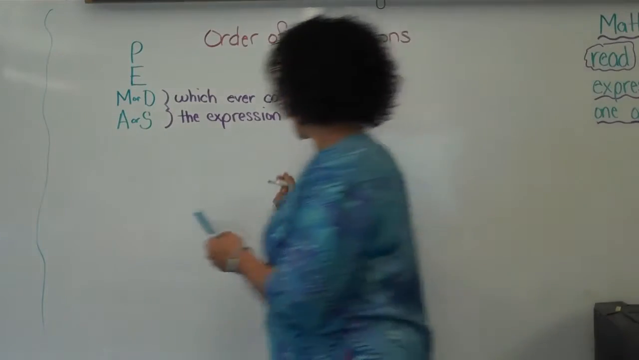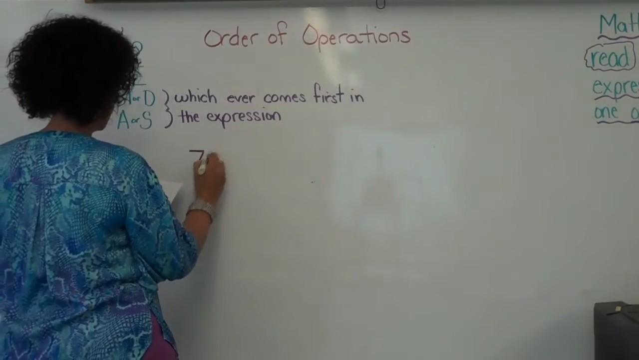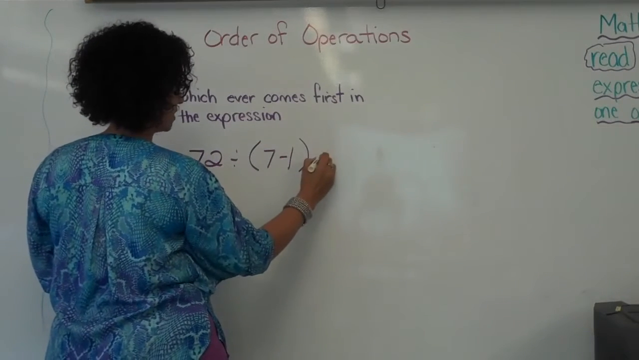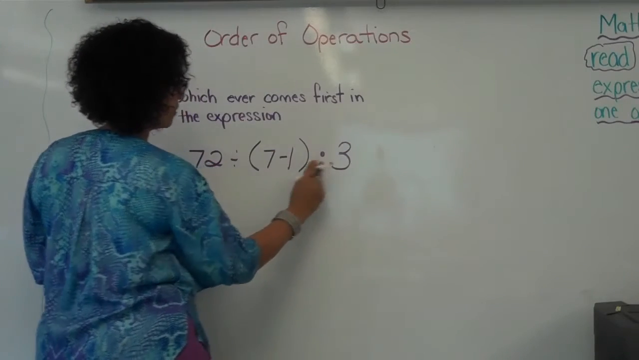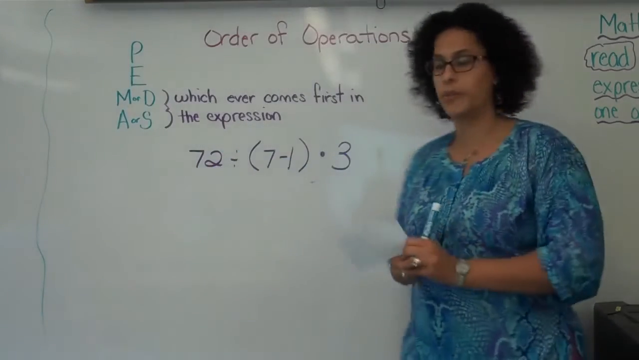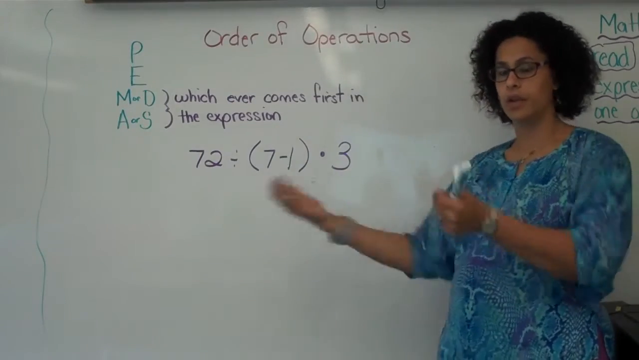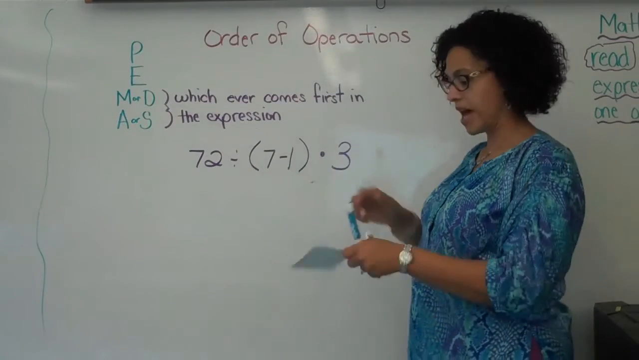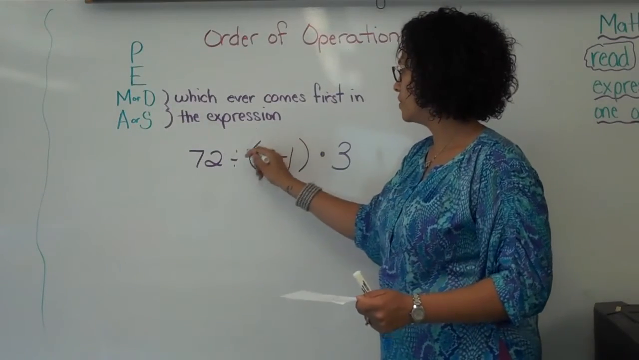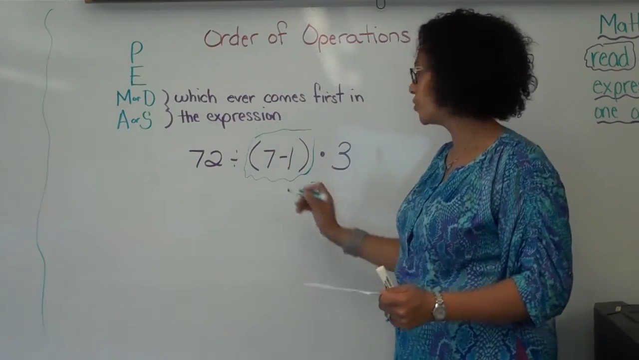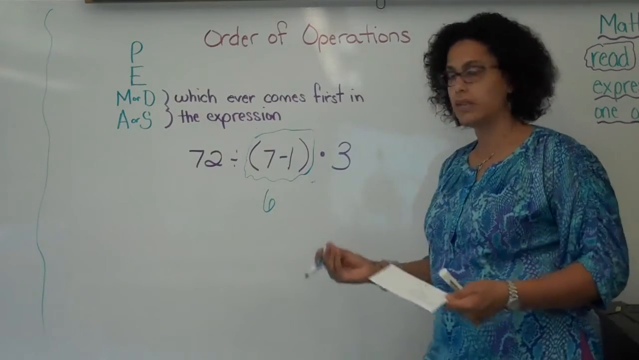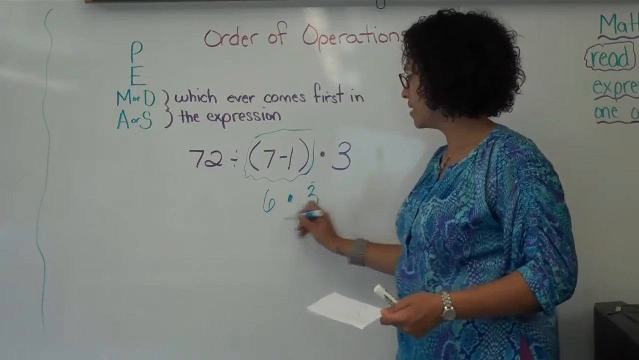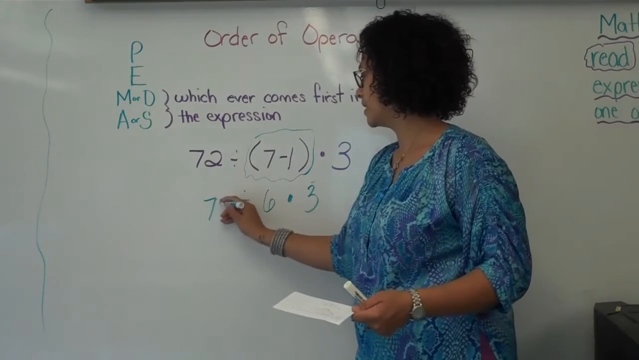My second example is 72 divided by 7 minus 1 in parentheses times 3. I made that nice and big so we know it's a multiplication symbol. So what are we going to do first? Start thinking about that. I look to my order of operations. My P comes first. Oh, I have parentheses, so I'm going to do this first. 7 minus 1 is 6. Everything else gets pulled down. I didn't do the times 3 yet, or the divided by 72.